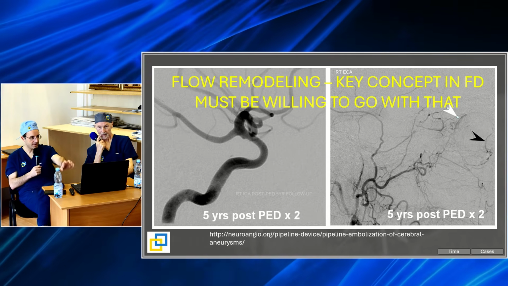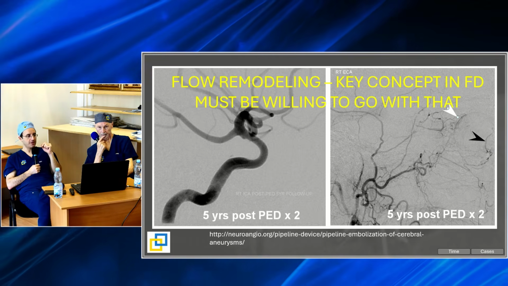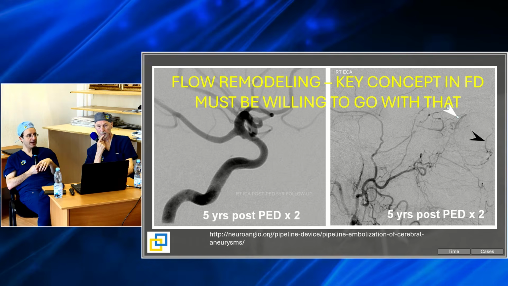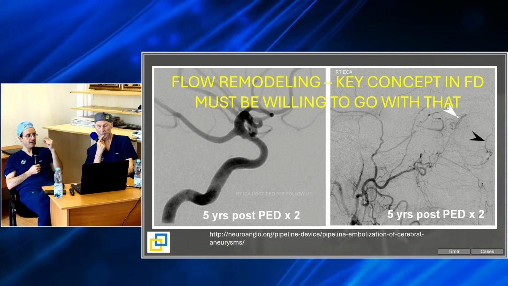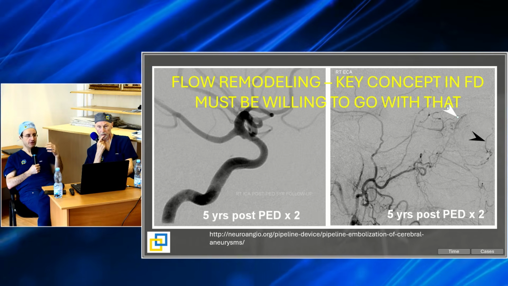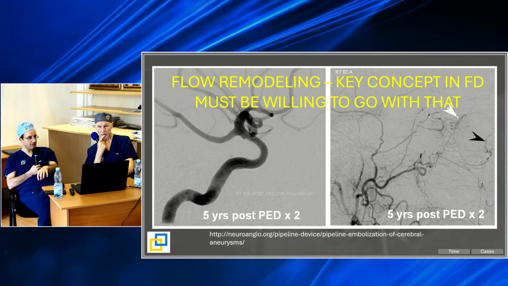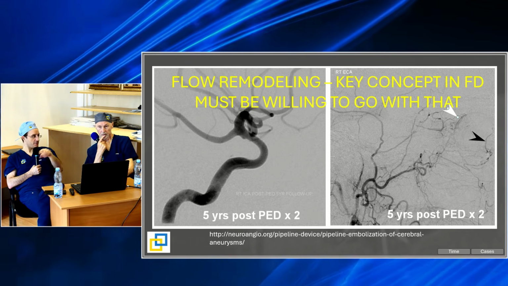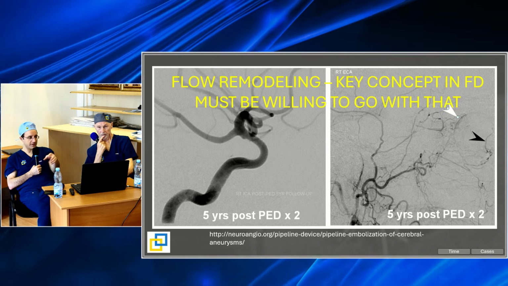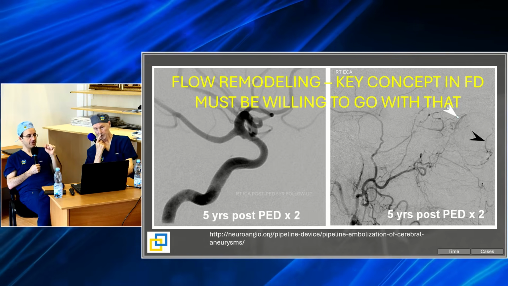This goes by many different names. Different people thinking about this problem might call it flow rearrangement or flow remodeling or something like this. But there is this concept that when we're doing so-called flow diversion, we are changing the hemodynamics of not just the aneurysm, but the vascular beds that may be associated with the vessels around the aneurysm, that are incorporated into the aneurysm or, quote unquote, covered by the Pipeline device.